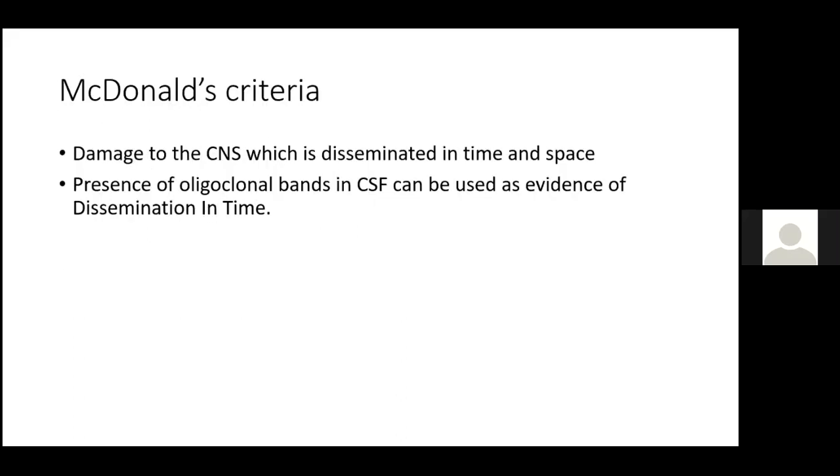So again, going back to dissemination in time and space, this comes from the McDonald criteria, which is used to diagnose multiple sclerosis. Another thing you might find in multiple sclerosis is when you do a lumbar puncture, you'll see oligoclonal bands. If there are oligoclonal bands in a lumbar puncture, this is evidence of dissemination in time, because the oligoclonal bands are caused by the breakdown of the myelin.